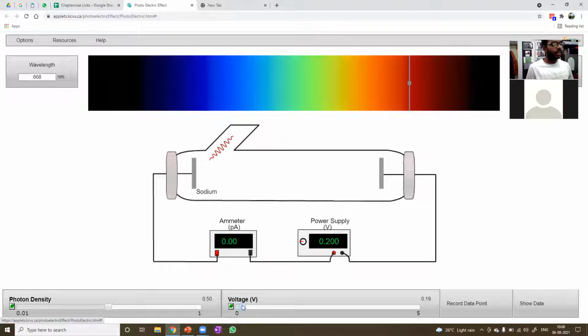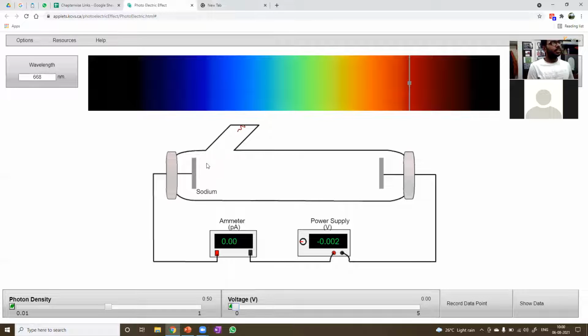Look here, down here I can adjust the voltage. What voltage is that? External supply. So the power supply is 0 volts. Now this is the plate, okay, and this is the discharge tube.